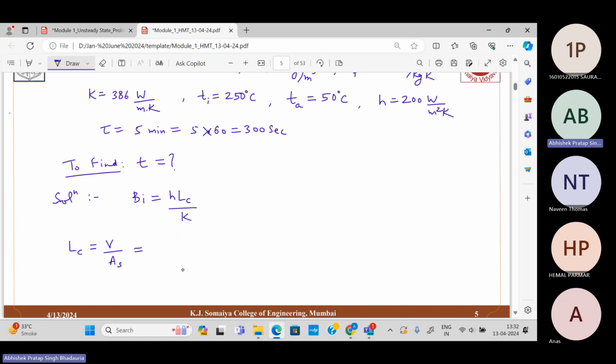So how can I calculate volume? It is a sphere. So the volume of the sphere is 4 by 3 pi r cube, divided by the surface area, which is 4 pi r square. So 4 cancels, pi cancels, and r square cancels. So you will get r by 3.